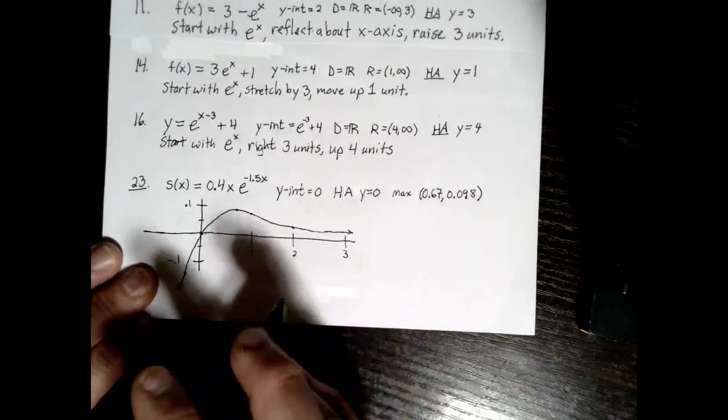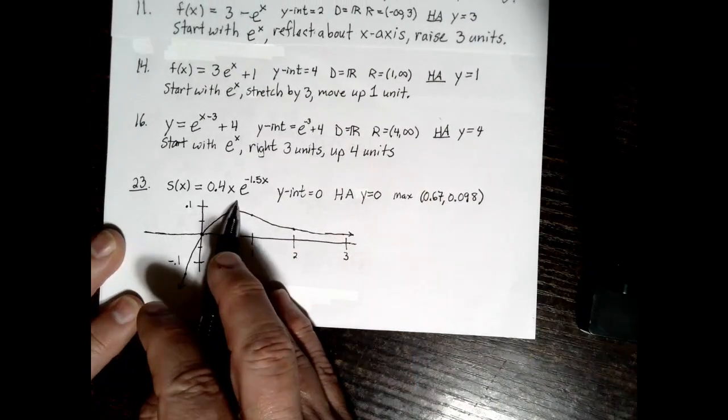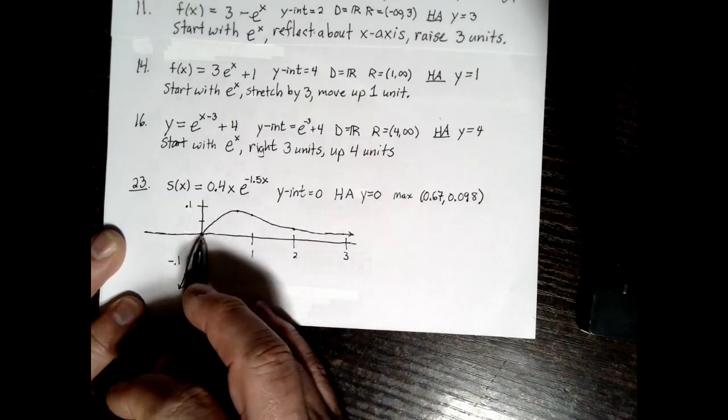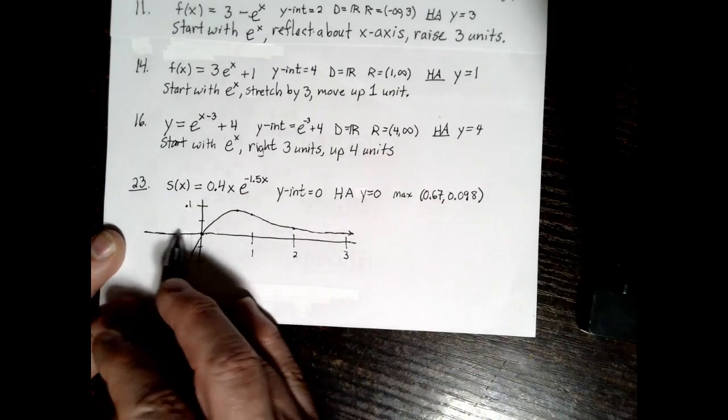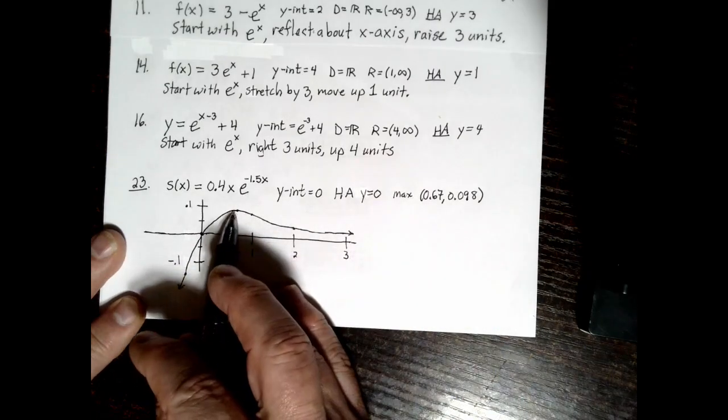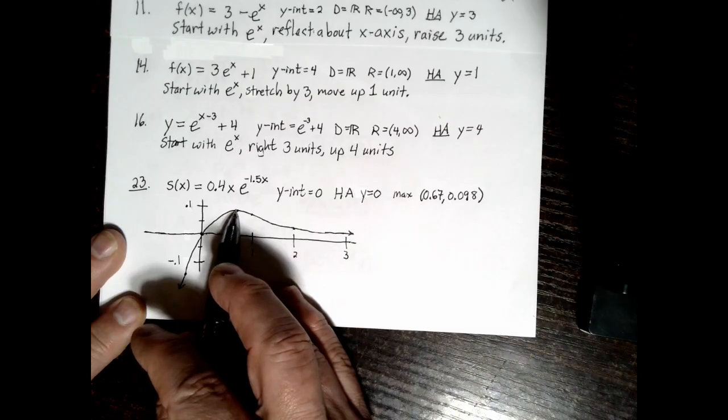Then you got this weird one. 0.4x e to the -1.5x. Very weird. Okay, so you got a y-intercept of 0. You got a horizontal asymptote at y equals 0. And you got a maximum point of 0.67, 0.098.